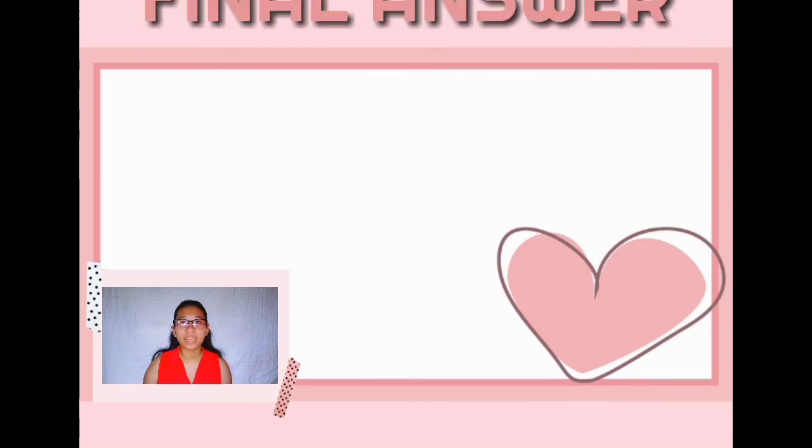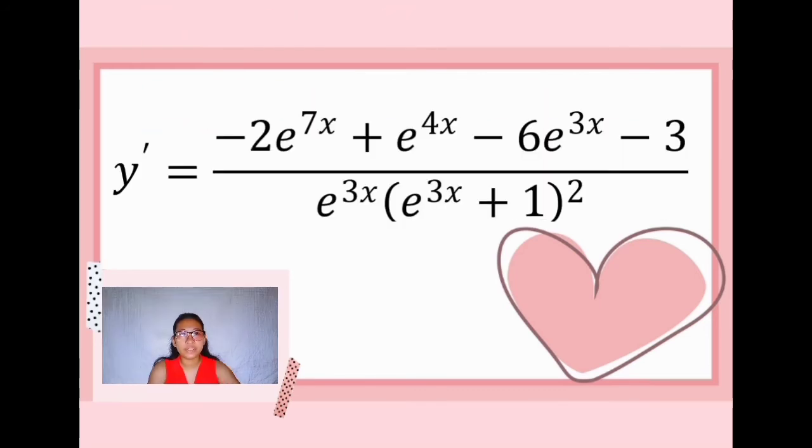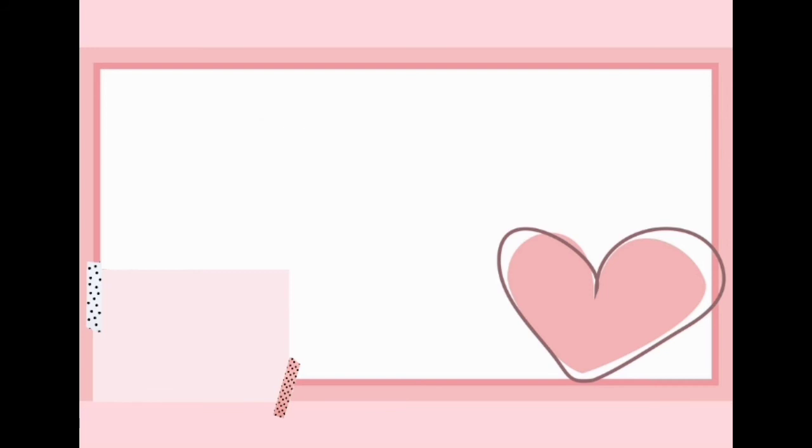Therefore, our final answer will be the first derivative of y is equal to negative 2 e raised to the power of 7x plus e raised to the power of 4x minus 6 raised to the power of 3x minus 3 all over e raised to the power of 3x times e raised to the power of 3x plus 1 squared.